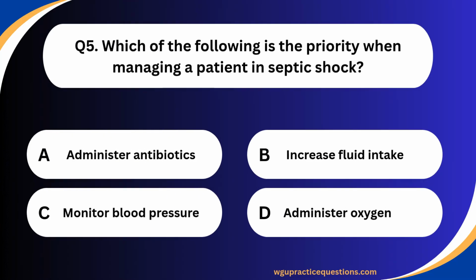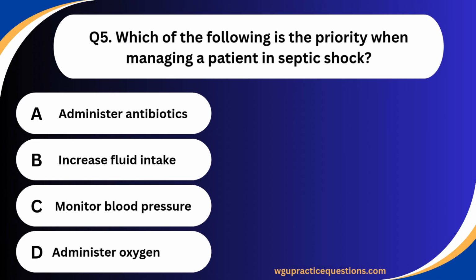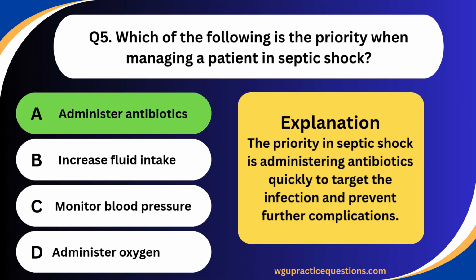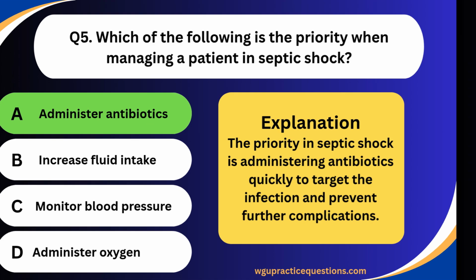Question 5. Which of the following is the priority when managing a patient in septic shock? A. Administer antibiotics. B. Increase fluid intake. C. Monitor blood pressure. D. Administer oxygen. Which one is the correct answer? The correct answer is A. Administer antibiotics. Explanation. The priority in septic shock is administering antibiotics quickly to target the infection and prevent further complications.